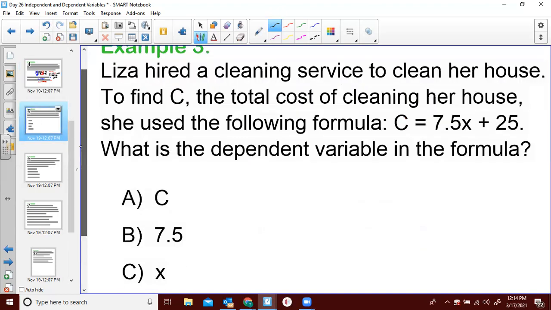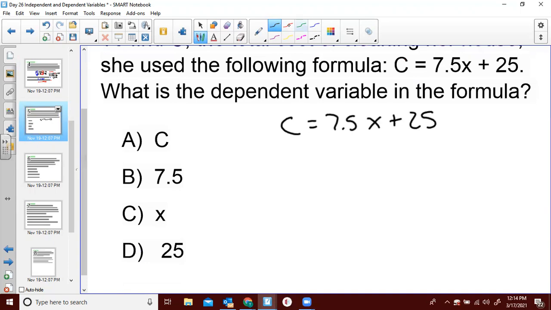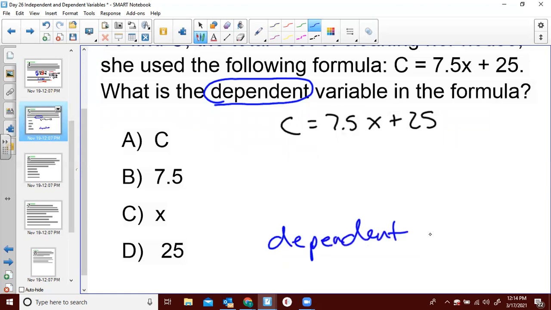All right, Lisa hired a cleaning service to clean her house. To find C, the total cost of her house, she used the following formula: C equals 7.5x plus 25. What is the dependent variable? Notice we're looking for the dependent. Remember, dependent is going to be our Y value.